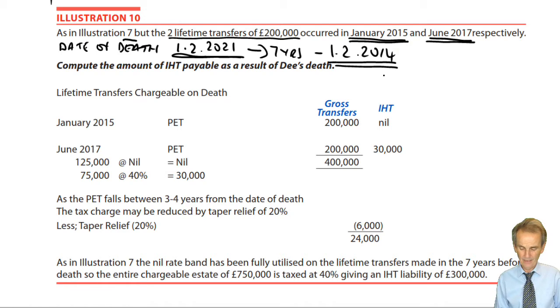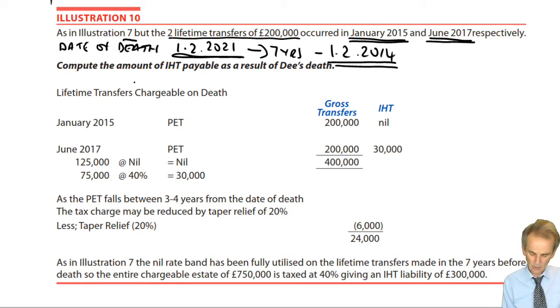If we had any PETs that were prior to that date, 7 years before the date of death, if it were 7.5 years before death, 8 years as we had in a previous example, whatever, then any such PETs more than 7 years before the date of death are now ignored in the IHT computation. It was not chargeable when made, it is not chargeable on death. What was potentially exempt when made has become exempt there.